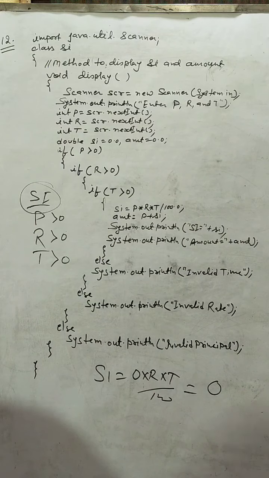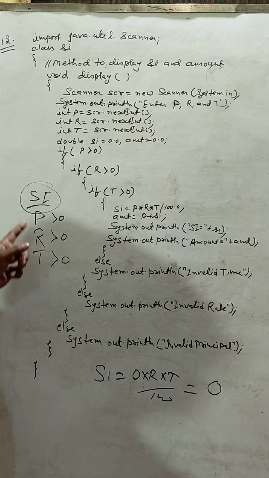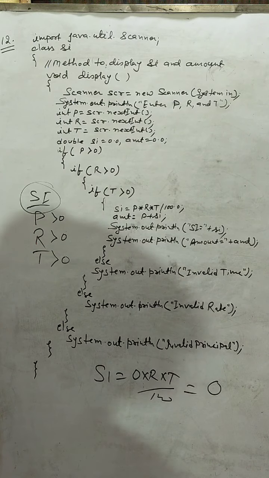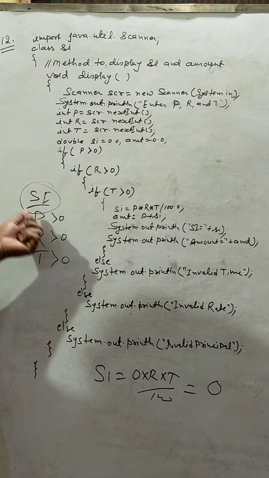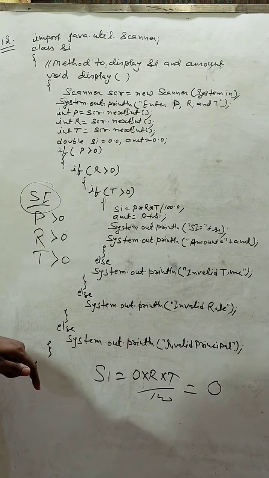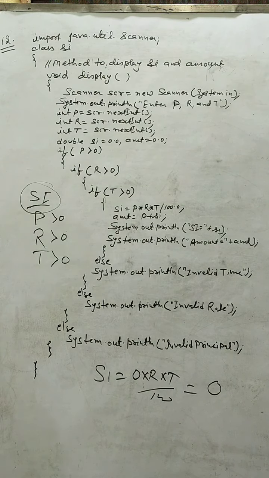So in that case we can say principal, rate and time are valid when principal is greater than 0, rate is greater than 0 and time is greater than 0. So in this program, first of all we have to input principal, rate and time and check whether they are valid or not. To check validity we check whether principal is greater than 0, rate is greater than 0 and time is greater than 0. If all these three conditions are fulfilled, then we will calculate simple interest.